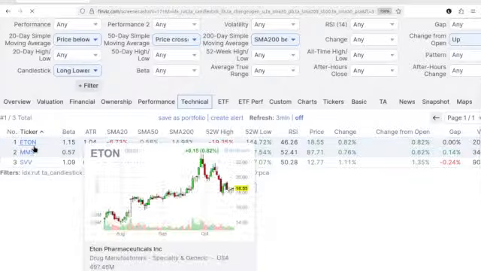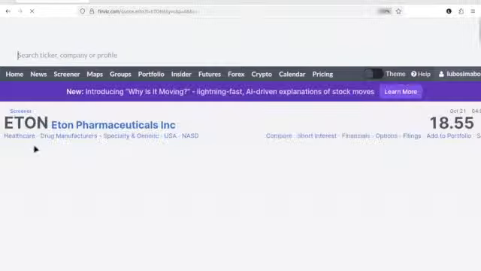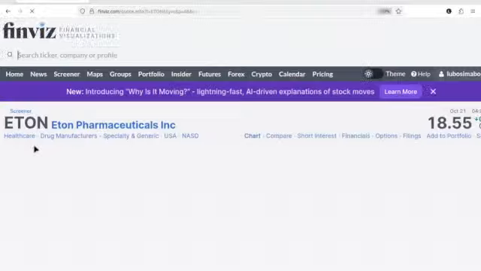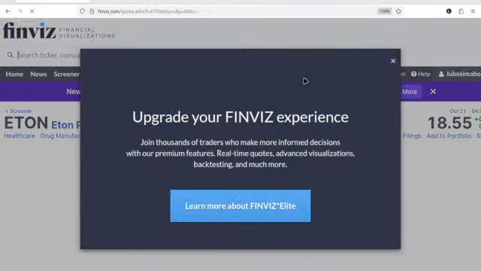So let's look at Eton now. And you will notice that these patterns do look similar. Like if you look at Eton, it's got two lower lows, and then on the second, yes.